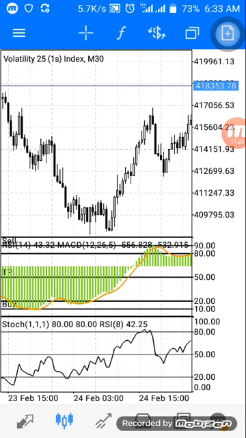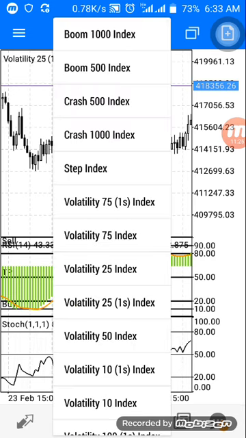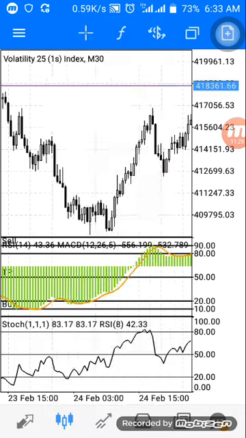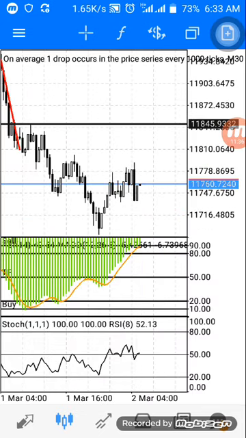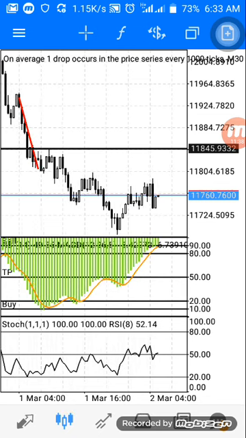All right, let's check now the Crash and Boom index. Since this is an index, let's just check Crash 1000. It works on Crash also. If you are taking a Crash, look at that level of 20 here. You see we have met all this.